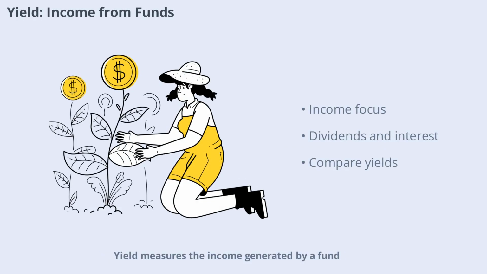Yield measures the income generated by a fund, usually from dividends or interest, as a percentage of its current value. It's an important metric for income-focused investors who want regular payouts. Yield can fluctuate based on market conditions and the fund's holdings. By comparing yields, you can find funds that align with your income needs and investment goals.